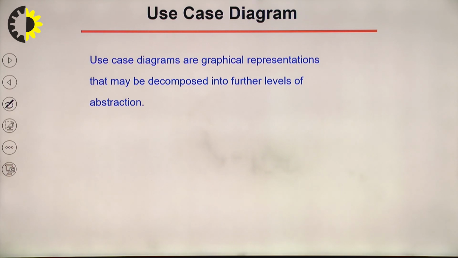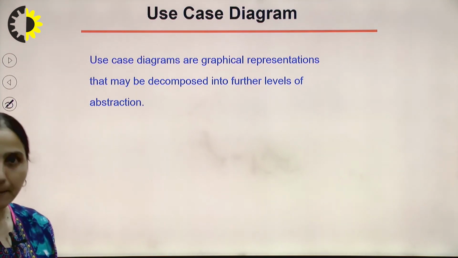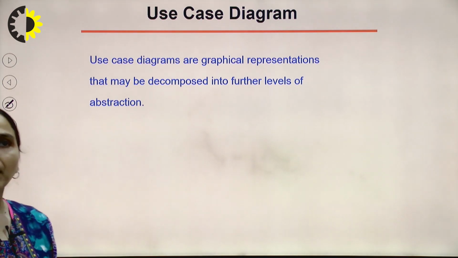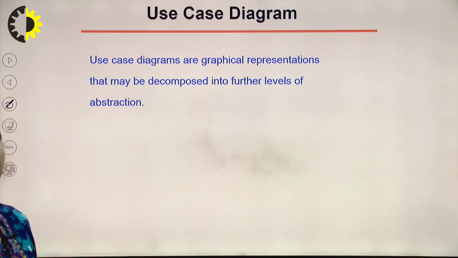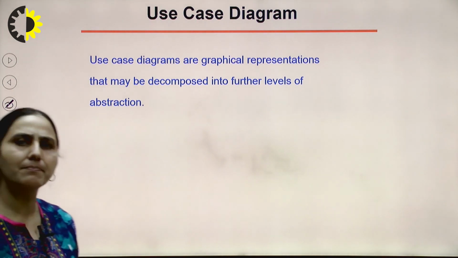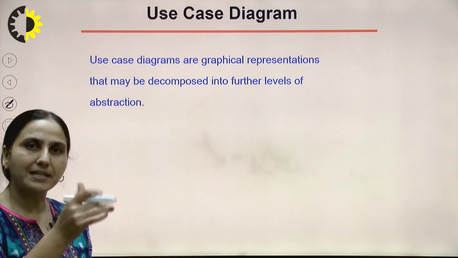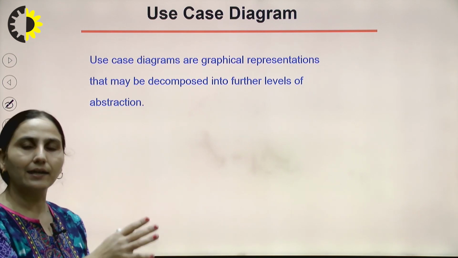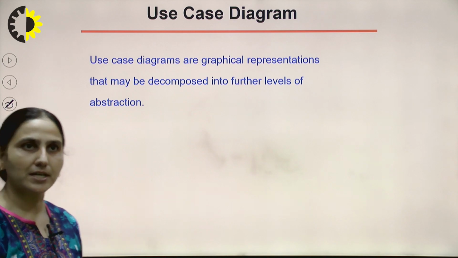Use case diagrams are graphical representations that may be decomposed into further levels of abstraction. What level of abstraction do we actually need? They are the graphical representation that can be decomposed. In a use case diagram, we have different actors, and different symbols with the help of which we can represent actors, the use case, and the association, how the actor is associated with the use case.